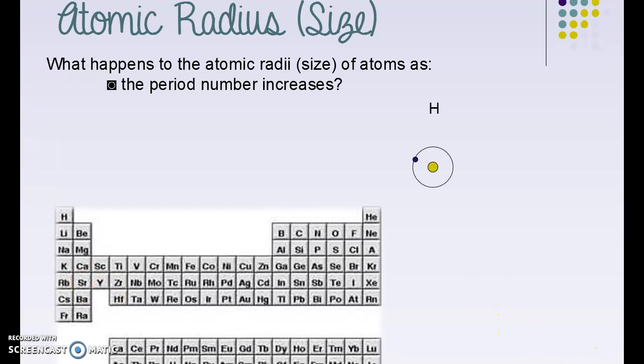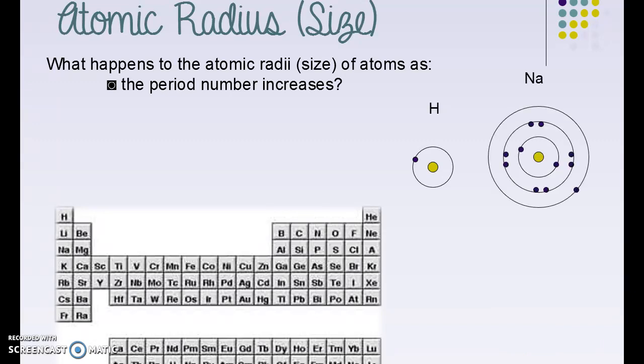So let's look at hydrogen. Hydrogen has one valence electron, and sodium has electrons all the way up to energy level 3, and it also has one valence electron. You can definitely agree that sodium is much larger or greater in size than hydrogen, and that's all directly based on the number of electrons that we must place. So here's hydrogen, and here is sodium, and so sodium will have a greater radius.